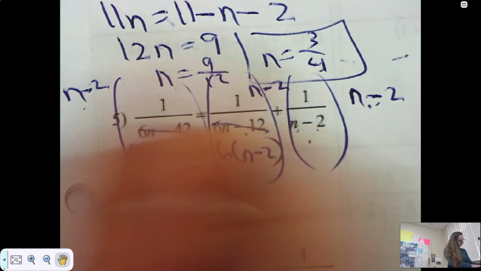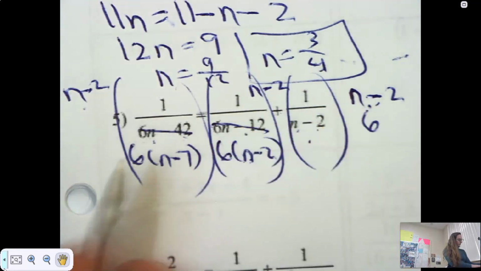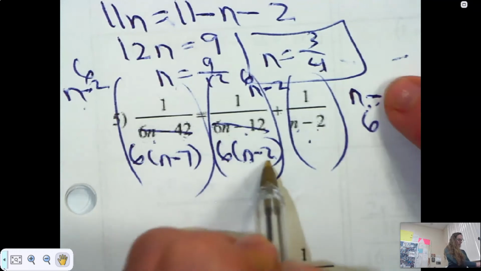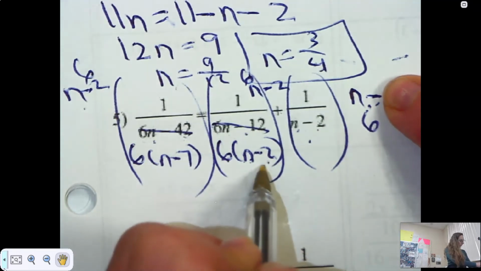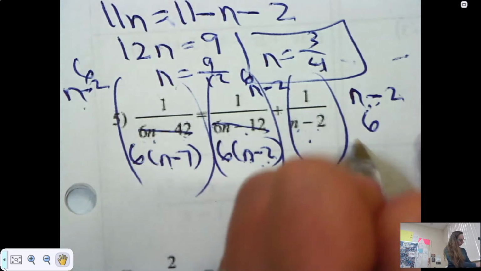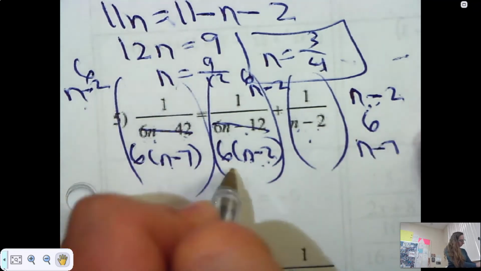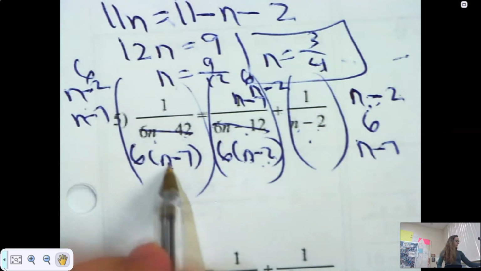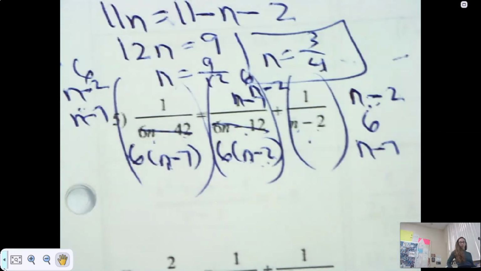But I have a 6. I'm going to do it vertically, so I don't think it's 6n minus 2. Vertically 6, vertically 6. Now that 6 covers that. The n minus 2 is covered. That's gone. Let's come over here. This is an n minus 7. And I have to give this an n minus 7. And I have to give this an n minus 7. So now the n minus 7 would be covered and the 6 would be covered.